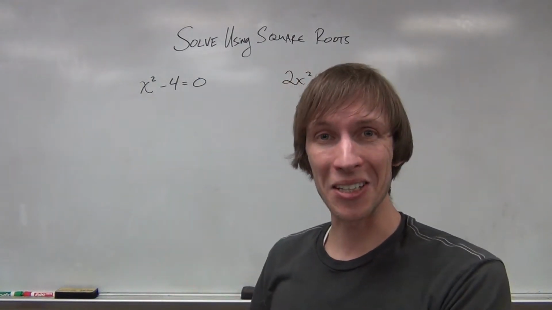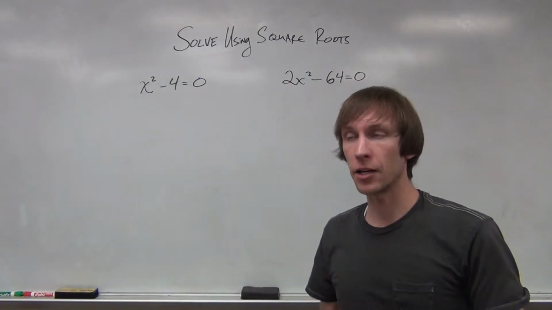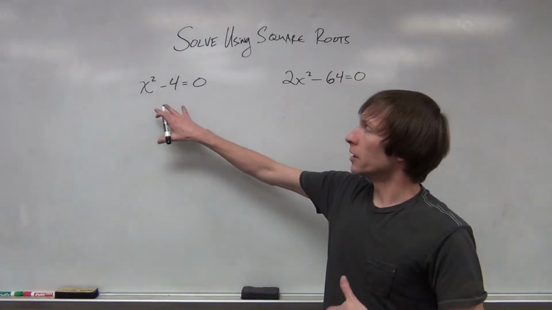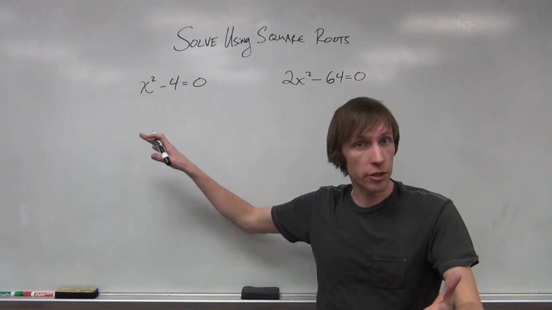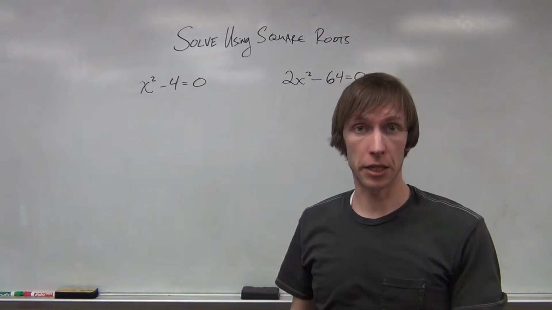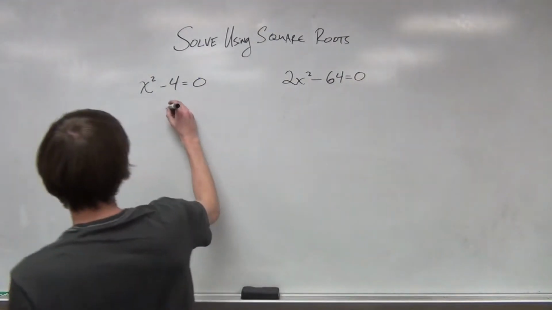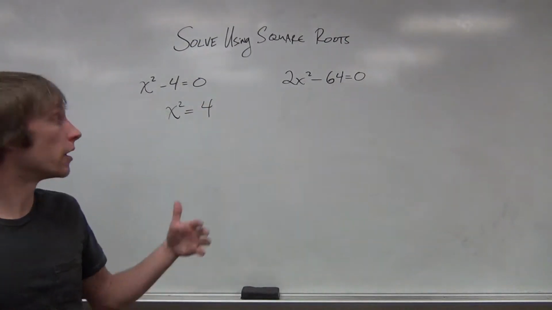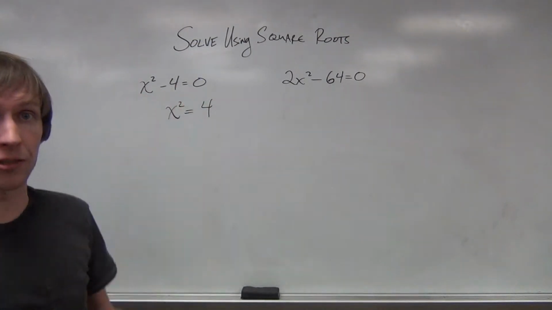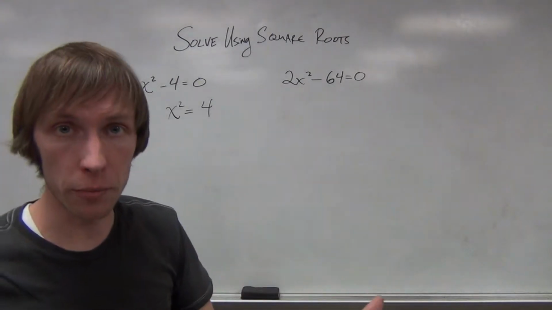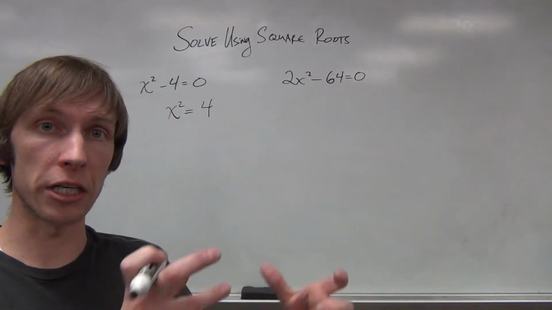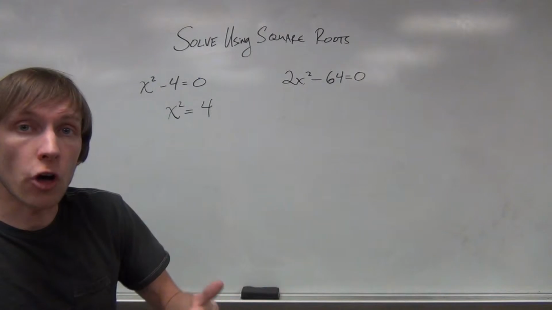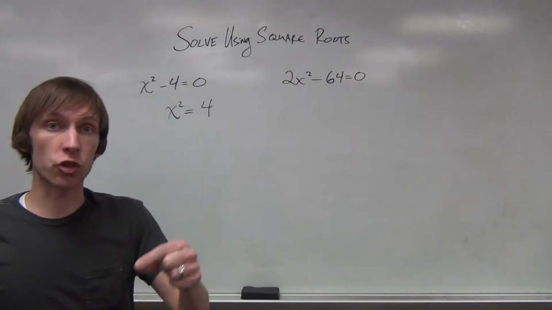So let's look at this first example. x squared minus 4 equals 0. In order to solve this using basic algebra, we'll add the opposite to get the x squared by itself. All right, we added the opposite. We did the inverse operations. Instead of subtracting 4, we're adding 4 to both sides. That gives us x squared equals positive 4. Now to solve this, we need to take the square root on both sides.